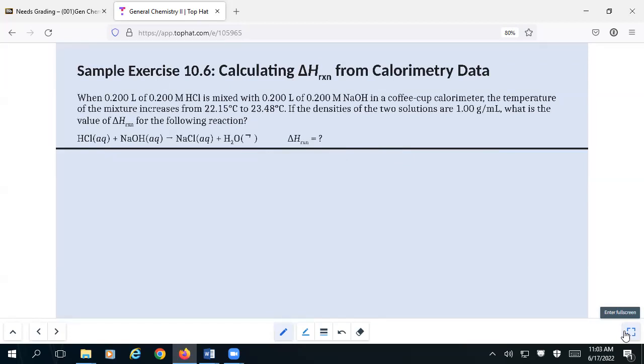Okay, so this one should be a little bit more familiar. When 200 milliliters or 0.2 liters of 0.2 molar hydrochloric acid is mixed with 0.2 liters of 0.2 molar sodium hydroxide in a coffee cup calorimeter, the temperature of the mixture increases from 22.15 to 23.48 degrees Celsius. If the two densities are 1.00 grams per milliliter, what is the value of delta H?